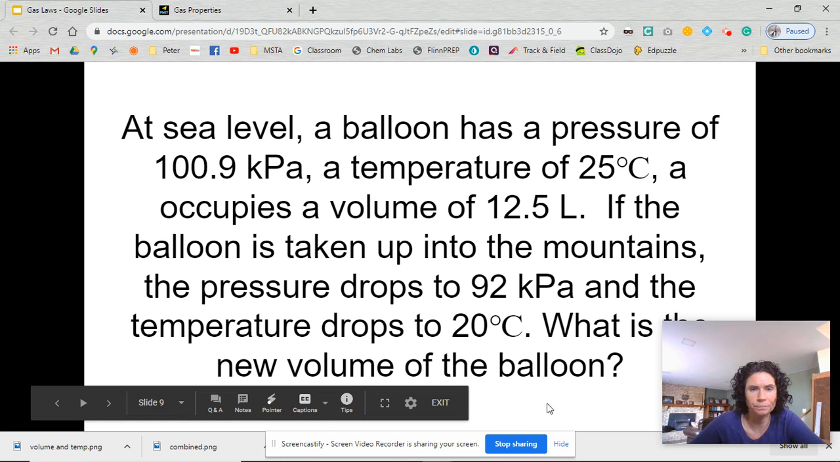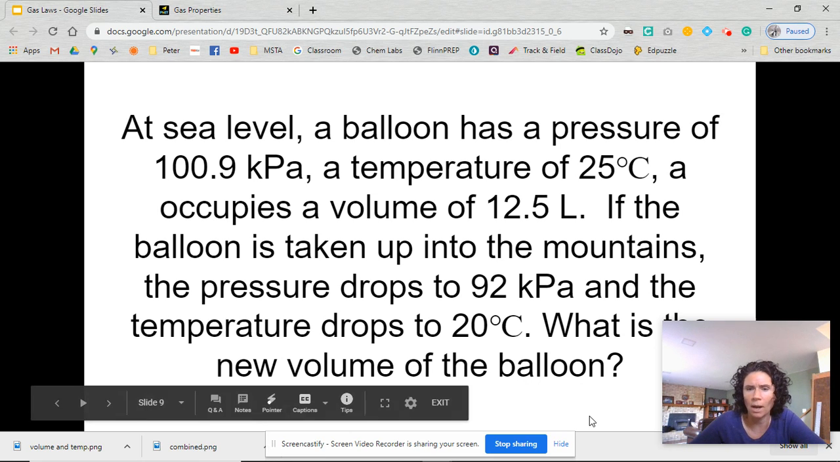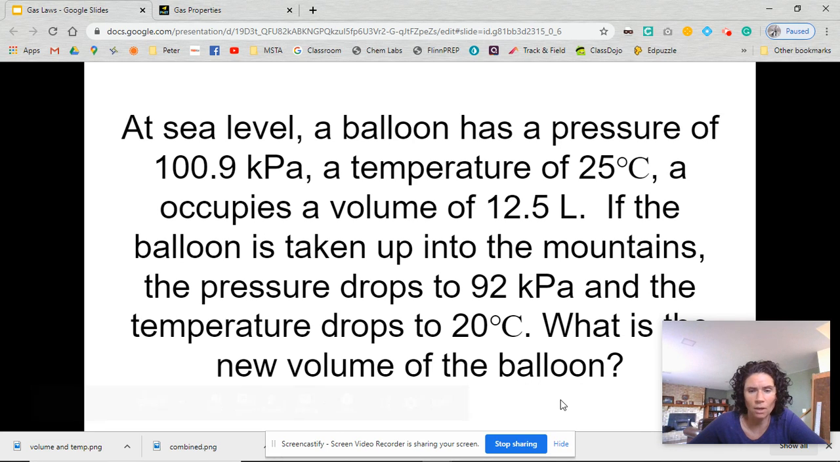At sea level, we have a balloon that has a pressure of 100.9 kilopascals, a temperature of 25 degrees Celsius, and occupies a volume of 12.5 liters. We're going to take that balloon up into the mountains where the pressure drops to 92 kilopascals and the temperature drops to 20 degrees Celsius. And we want to know what the new volume of the balloon is. So we are solving for V2. So go ahead and use that formula and see if you can solve for this volume.